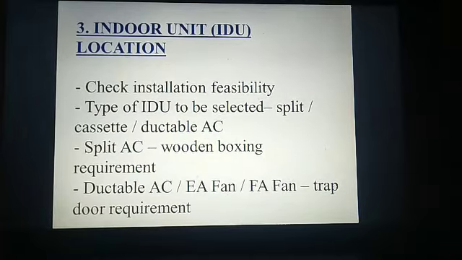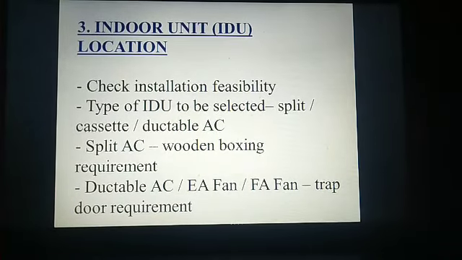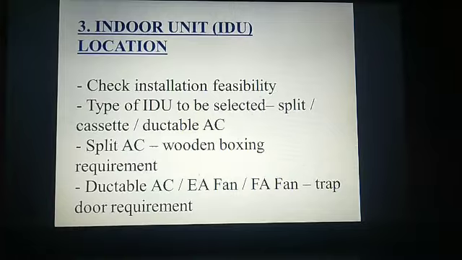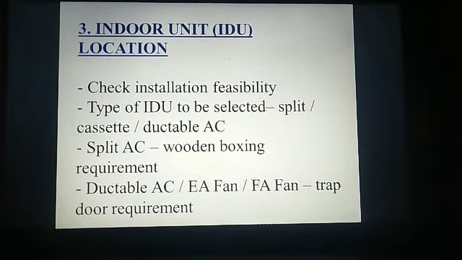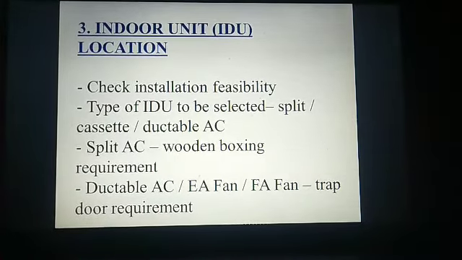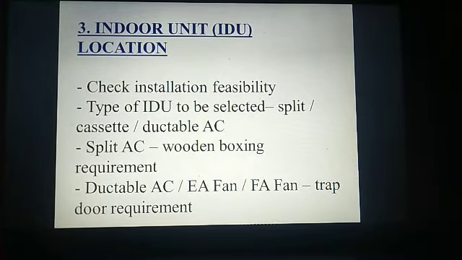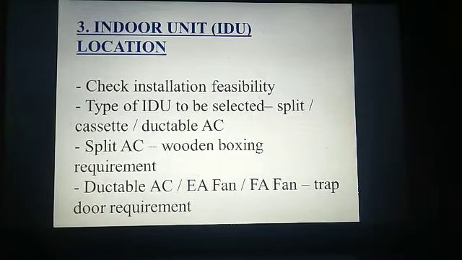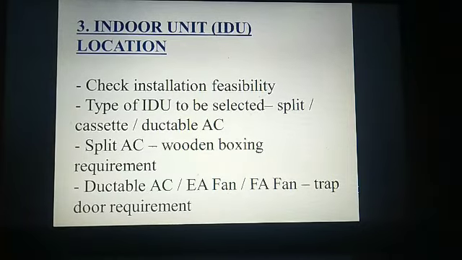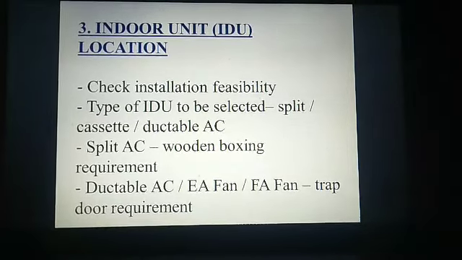Third point is indoor unit location. Now you have to check whether indoor units can be properly installed or not. If split AC is there, ask for wooden boxing wherever required. If ductable AC or fans are there, then ask for trapdoor wherever required.